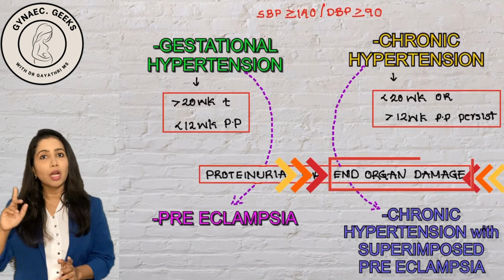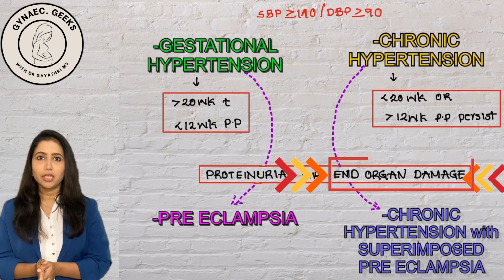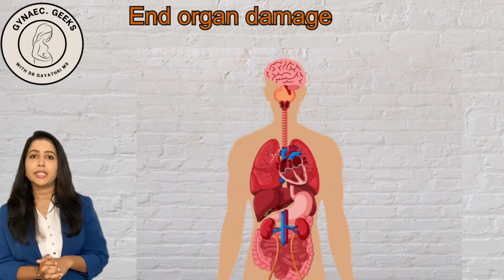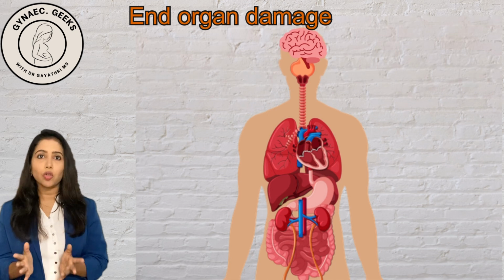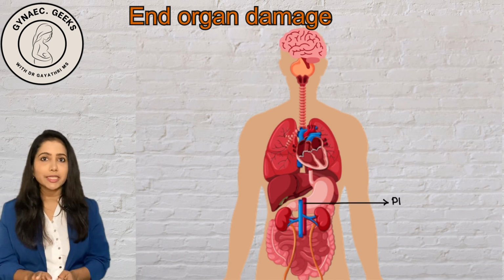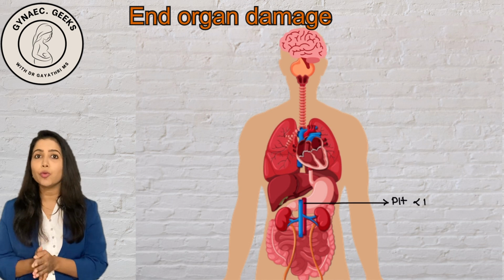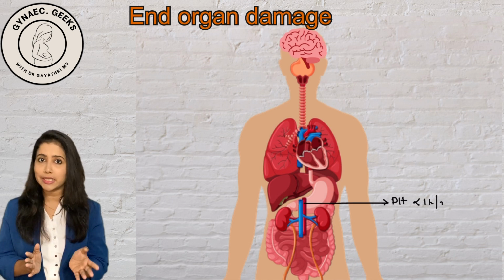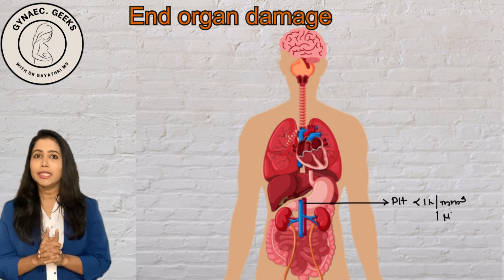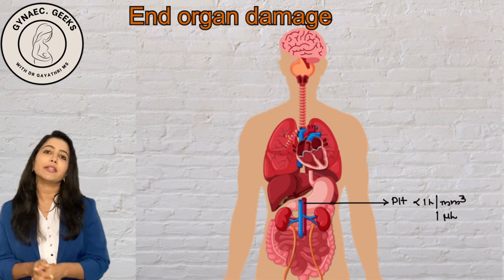Alright, now coming to the end organ damage. Let's have a look at this diagram for easy remembering. So this includes, in the blood, a platelet count of less than 1 lakh per cubic millimeter or less than 1 lakh per microliter. Platelet count less than 1 lakh.